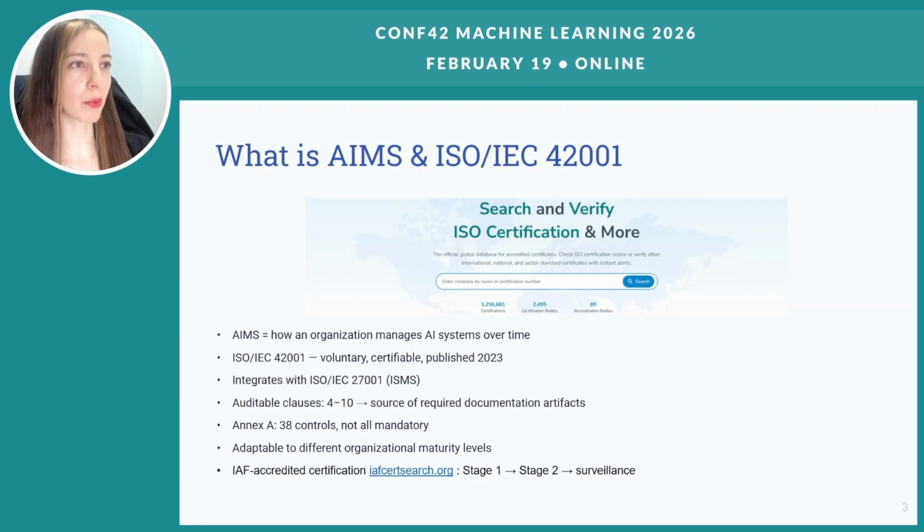Now let's briefly level set on what an artificial intelligence management system, AIMS, actually is, and what ISO IEC 42001 brings to the table. ISO IEC 42001, moving forward I'll shorten it to ISO 42001, is a voluntary, certifiable international standard, published in 2023. And it's the first one focused specifically on managing AI systems at the organizational level. It doesn't prescribe models or tooling. Instead, it shifts the focus away from individual models and toward how AI systems are owned, monitored, and improved over time. It takes an organizational view of AI, focusing on how systems are governed across their life cycle, from experimentation and deployment to use, monitoring, and continuous improvement.